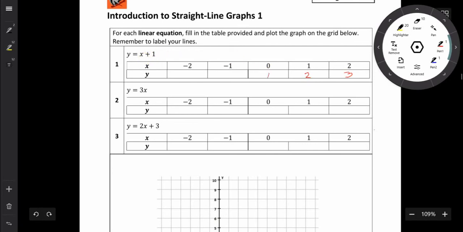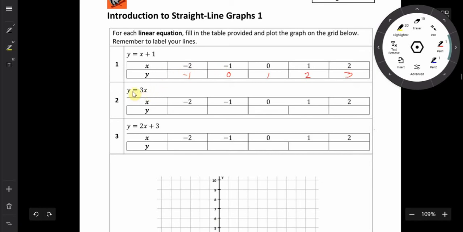You've probably started to see that there's a pattern emerging in the y coordinates. It's very obvious with straight line graphs. They have a constant difference between them. This is going down by 1 as we move to the left. So I can already predict that the next one will be 0 and this one will be minus 1. But if we substituted in these x coordinates, that would confirm it as well. Minus 1 plus 1 would be 0, minus 2 plus 1 would be negative 1.